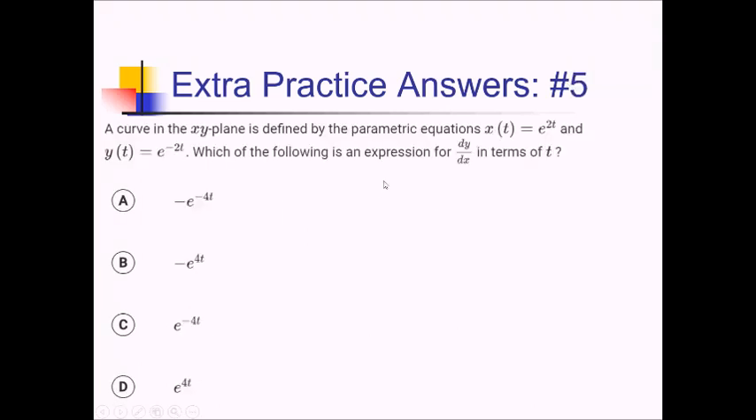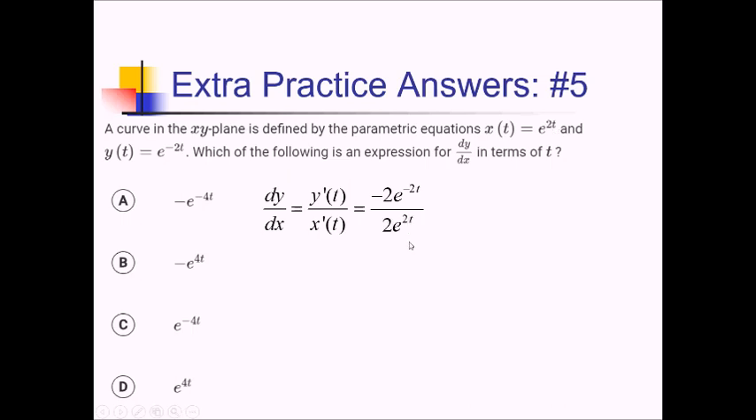For this problem, we have the set of parametric equations x of t and y of t. We just want an expression for dy over dx in terms of t. So the derivative of y with respect to x for a parametric set of equations is just going to be basically y prime over x prime. So y prime is going to be negative 2e to the negative 2t. And for x prime, this is just going to be 2 times e to the 2t. So just a couple quick chain rules there.